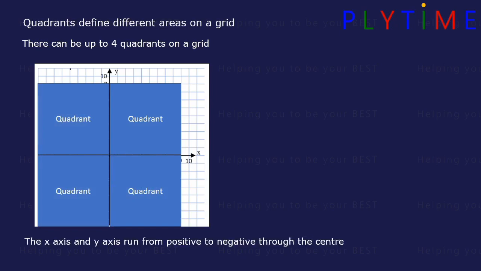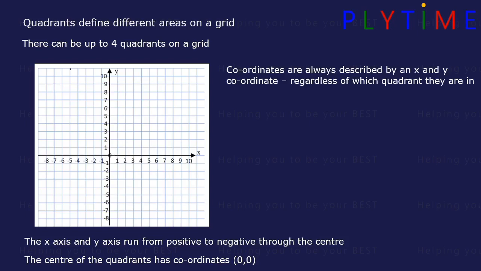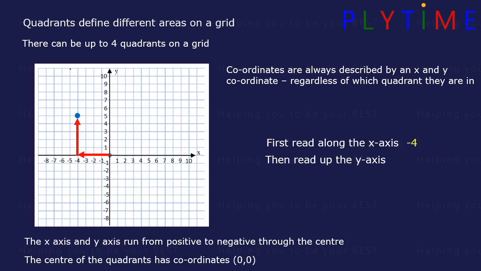The x-axis and the y-axis run from positive to negative through the centre. The centre of the quadrants has the coordinates 0, 0. Coordinates are always described by an x and a y coordinate, regardless of which quadrant they're in. The x always comes first. So we first read along the x-axis, here it's -4, then we read up the y-axis, here it's 5. So the coordinates are -4 and 5.